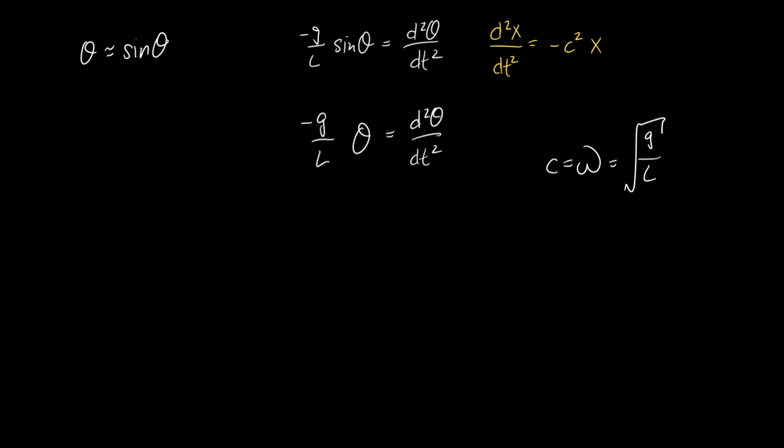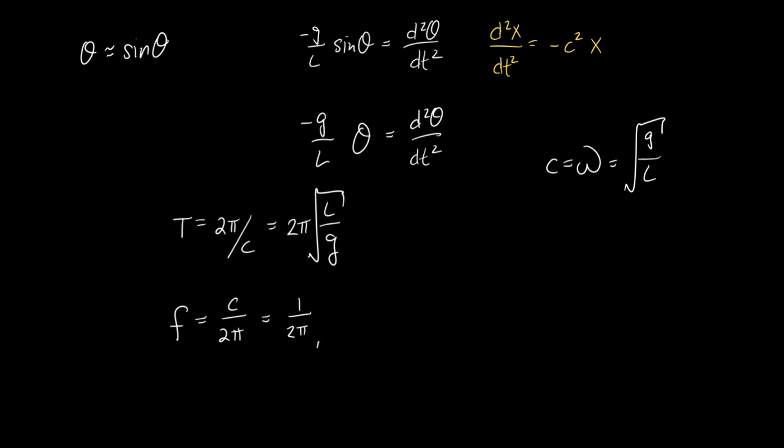What does that mean? It means the period of oscillation of a pendulum must be 2 pi divided by C, or 2 pi times the square root of L over g. It means the frequency has to be C divided by 2 pi, or 1 over 2 pi times the square root of g over L. Tells me the motion equation for an oscillator is going to have to be theta equals theta max times the cosine of the square root of g over L times t.